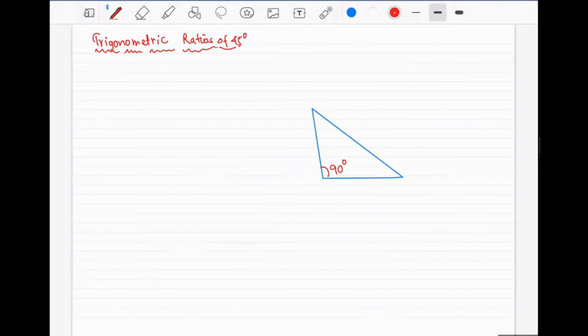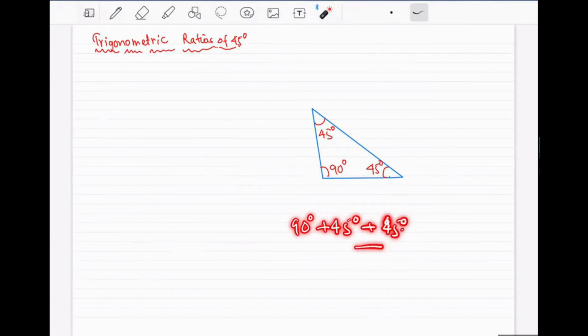So if I make one of the angles 45 degree, what will be the other? The other one will also be 45 degree. Remember? Because if I add the three of them we are supposed to get 180 degree because it's a triangle. For a triangle, the sum of all the angles should be how much? 180 degree. What we can see here is if I make one of the angles 45, the other is also 45 degree.